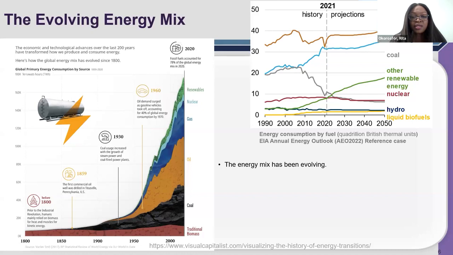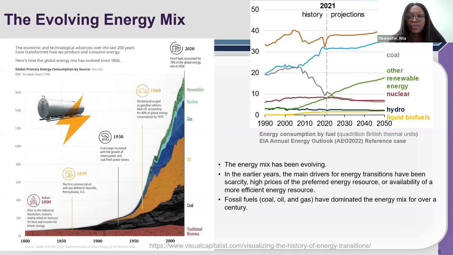The reason is basically that the energy mix currently is being driven by reducing greenhouse gas emissions. Before now, the energy mix we were seeing was due to scarcity. If, for instance, there was no oil, people would resort to using gas. Or if there was no coal, they would resort to using oil. Or if the price of one of these fuels was very high, they switched to the other one.